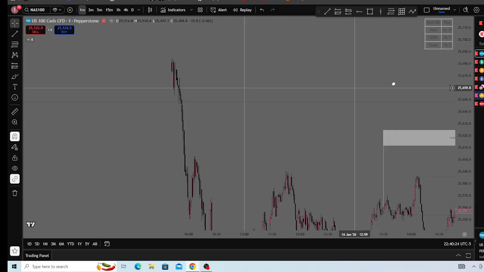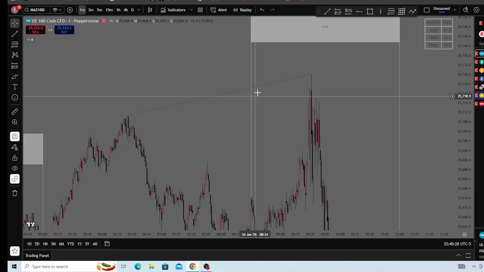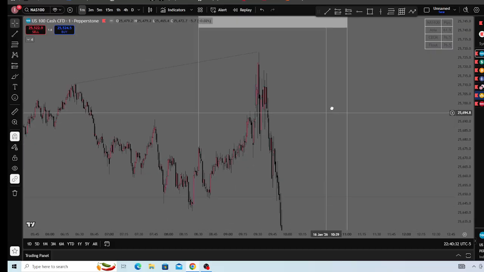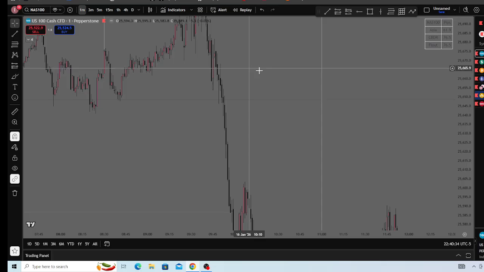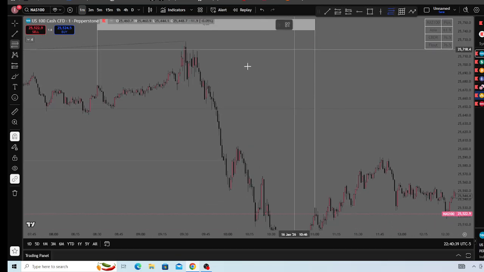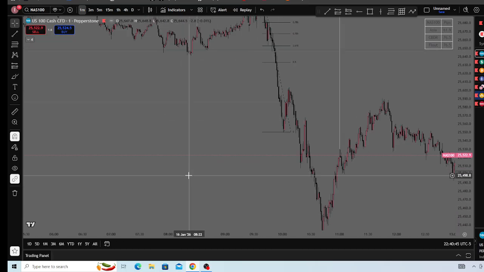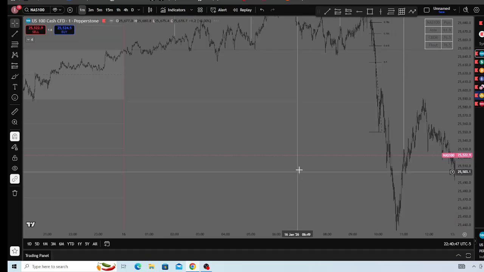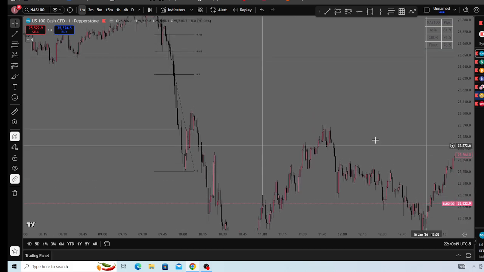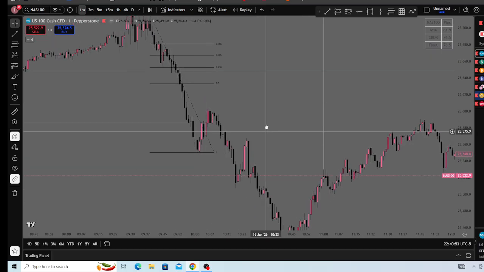So at 9:30 in the morning, we get this SMT with ES. NQ takes these highs, ES doesn't, and then we see this big move lower. I was looking for something like this and a retracement back up to take shorts, once again towards that gap and those relative equal lows, but we didn't get a big enough move up. We just kept going down.